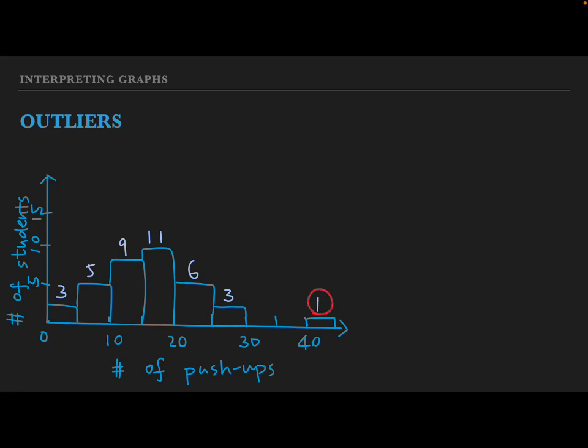Note that even though there is only one outlier in this graph, there might be several outliers in one graph, and they could occur on both sides of the distribution.